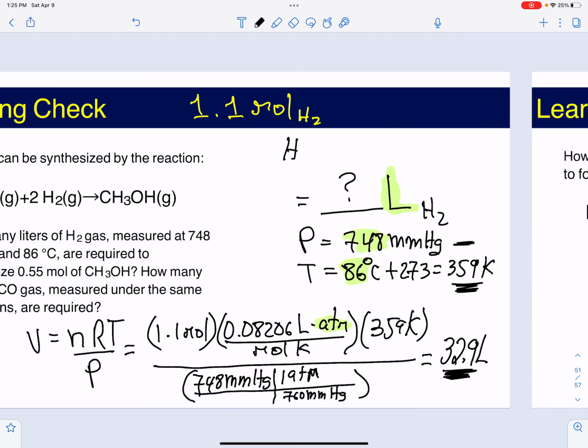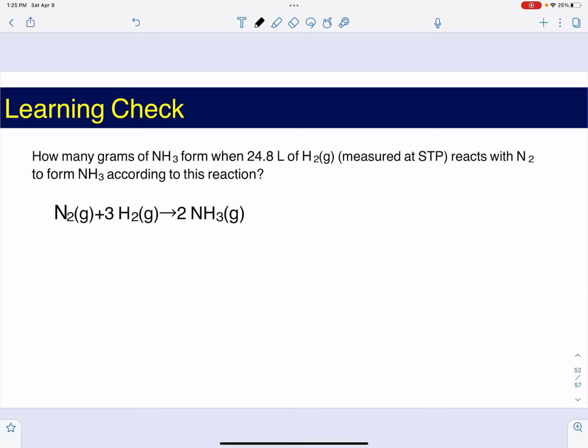So let's see what else we have. So now we're dealing with STP, measured at STP. So the moment you say measured at STP, you have two choices. You can say temperature is 273 Kelvin and the pressure is 1 atmosphere, but you also know that at STP conditions, 1 mole of any gas equals 22.4 liters. So that would be 1 mole of any gas at that temperature and pressure.